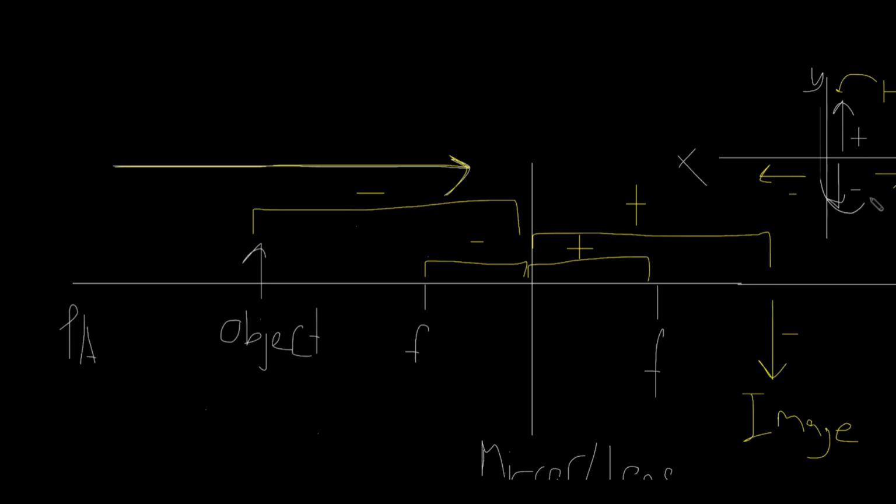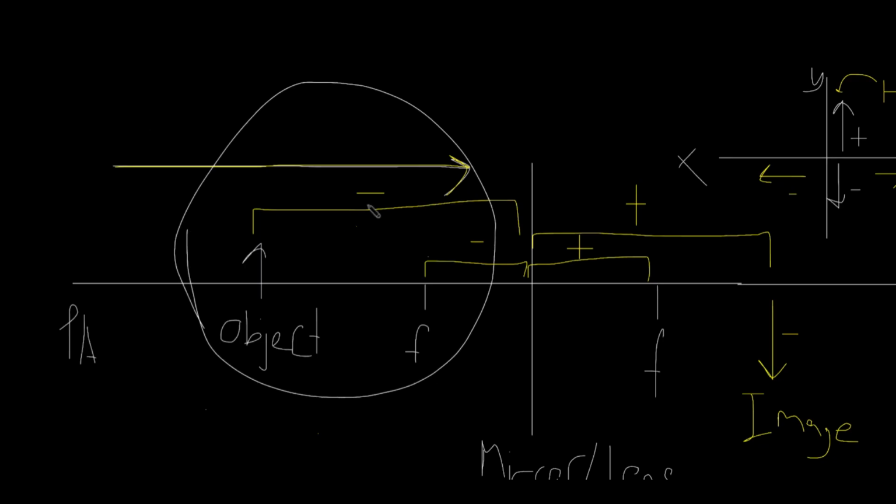And it follows this Cartesian plane thing, where you have your x and y axis. If it's above, then your y value is positive. If it's below, your y value is negative. Now, when you're dealing with distances, like object distances, image distances, focal lengths, these are all x direction features. And for x direction features, everything to the left is going to be negative.